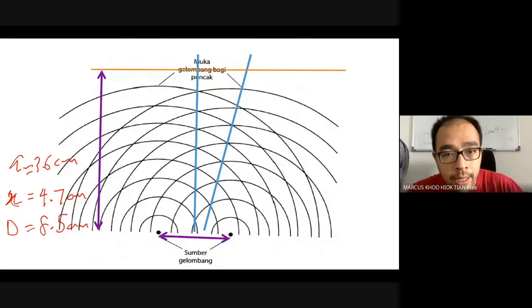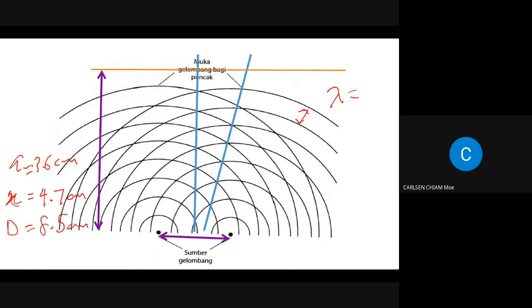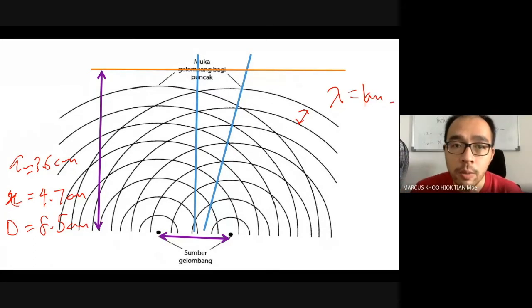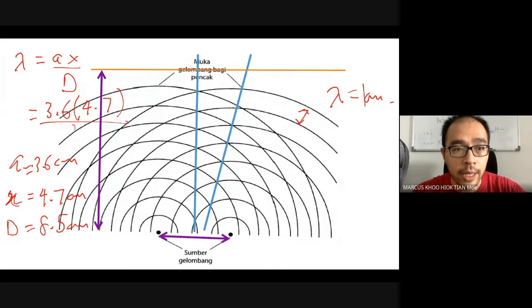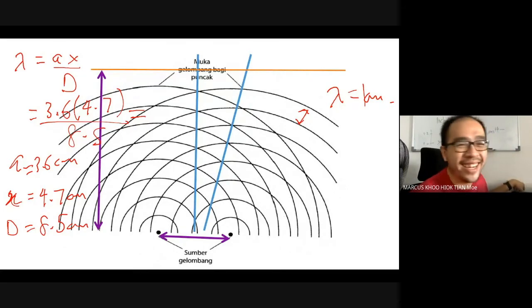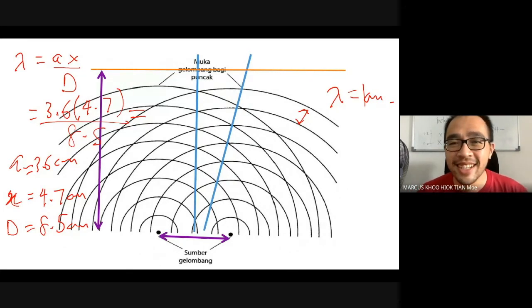But Carlson, what is your lambda? How much is this? 1 cm. Okay, let's see whether we can prove this to be true. So the interference formula is lambda equals AX over D. Let's put this AX over D and see. Let's say it's 3.6 times 4.7 over 8.5. How much will we get? I don't think we will get 1 cm though. 3.6 times 4.7 divided by 8.5.